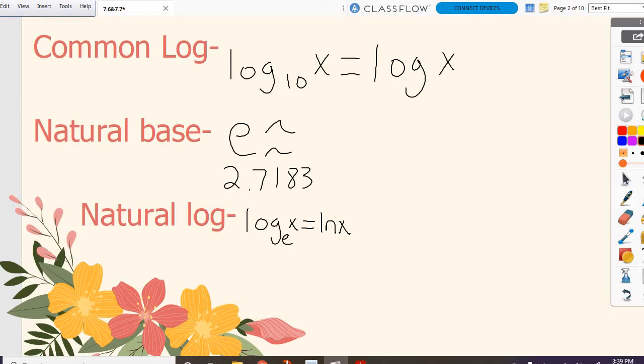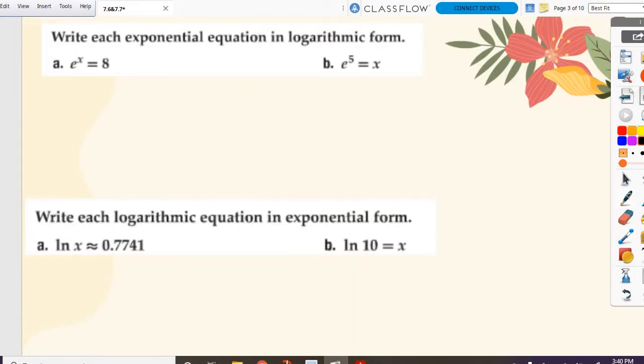And if you look at your calculator, you're going to see both a log button and a natural log button. And we will be using those. And so you need to make sure that you're familiar with where they are on your calculator, whatever calculator you might be using. Now let's go ahead and look at some examples.